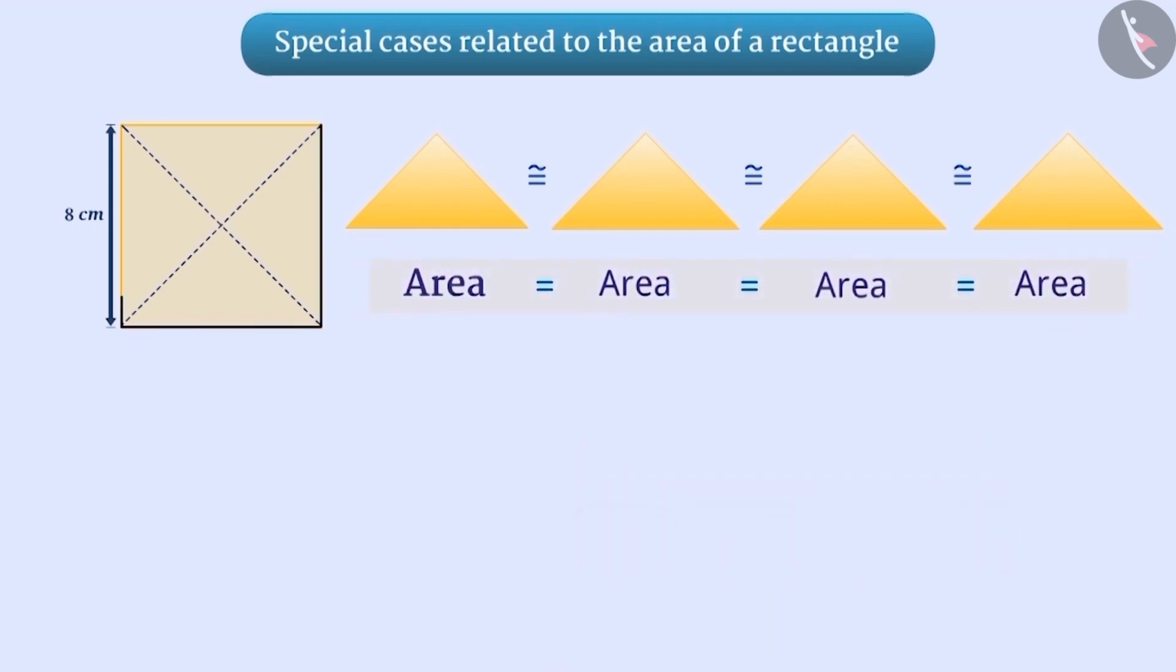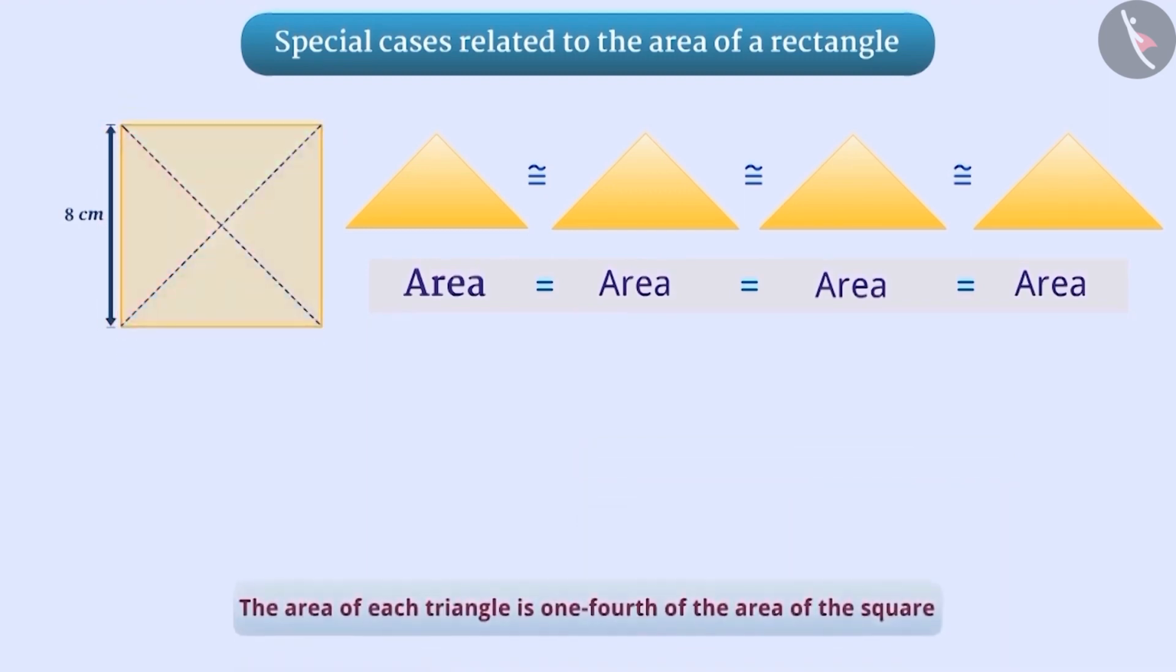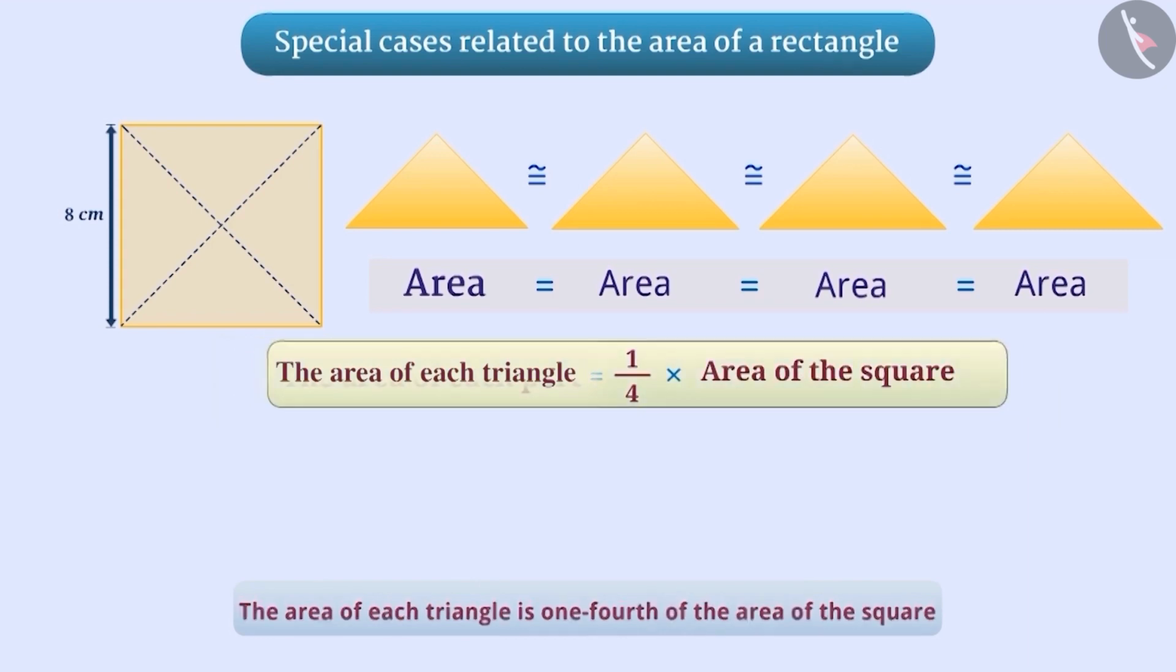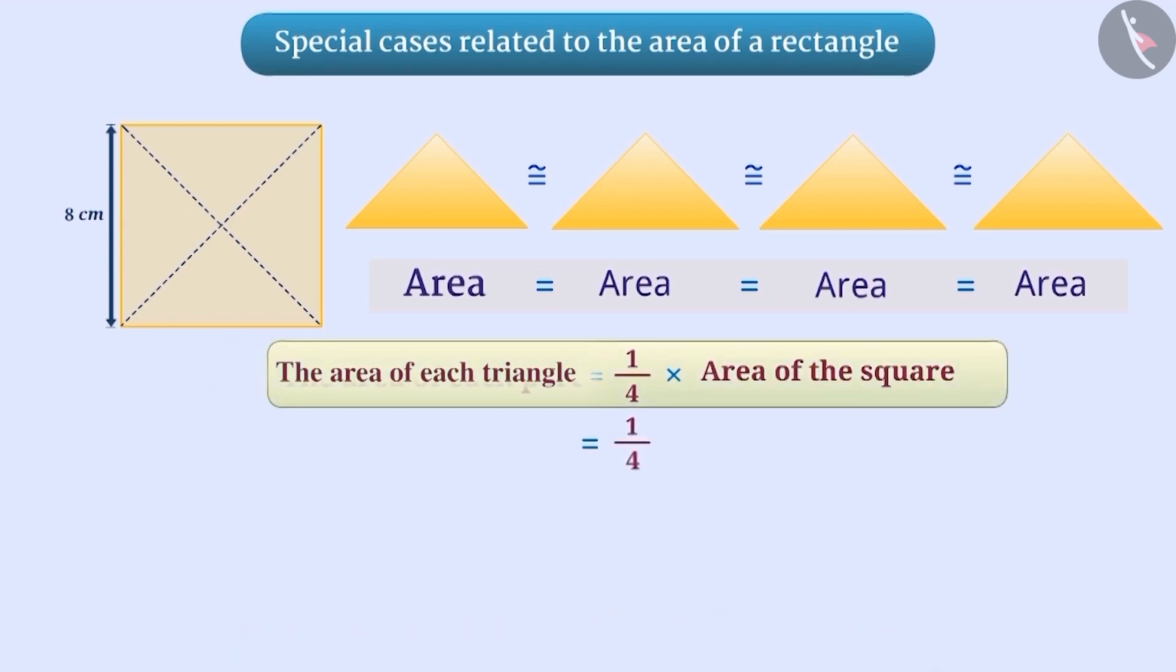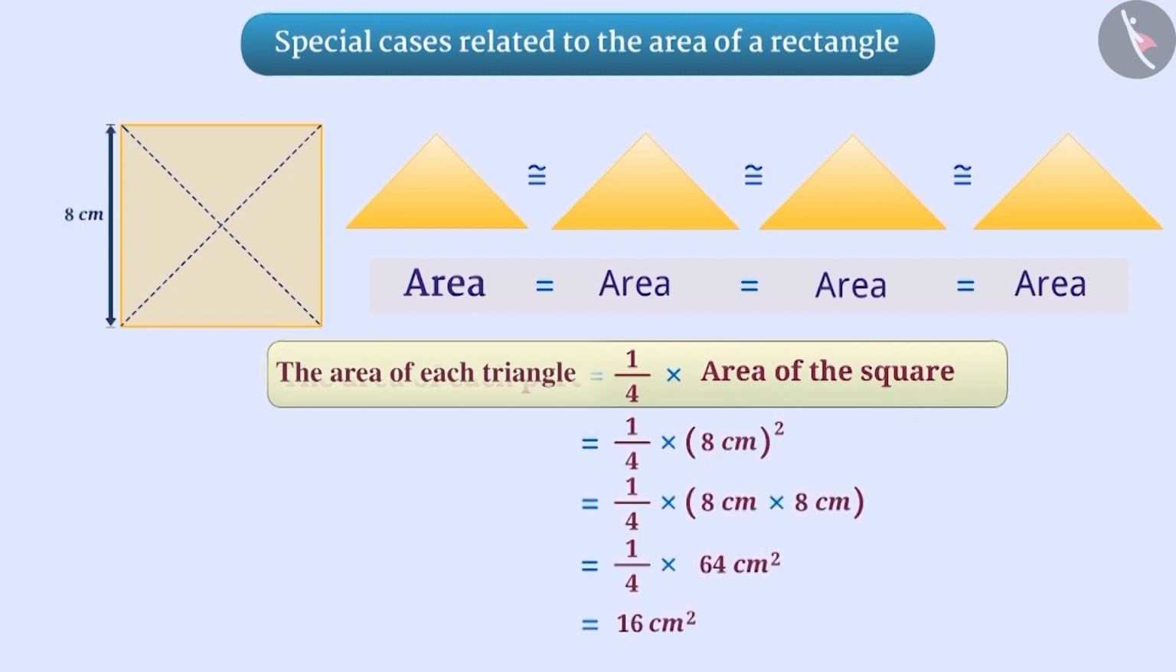Since one square is being divided into 4 equal parts, we can say that the area of each triangle is 1/4 of the area of the square. In this way, the area of each triangle will be 1/4 into area of the square, which means 1/4 into side square, that is 1/4 into 8 cm square, which is equal to 16 square centimeters.